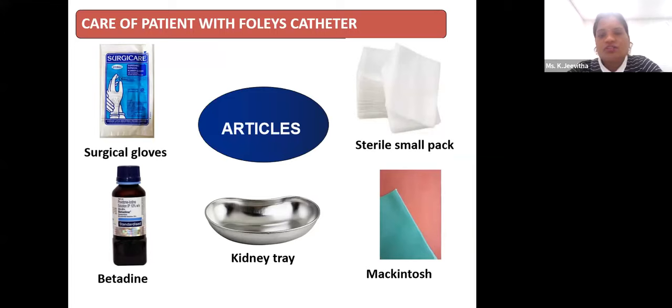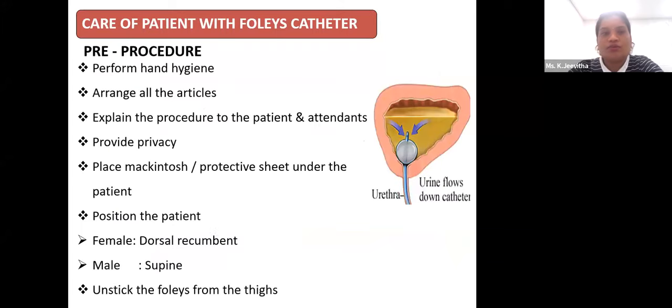First and foremost, as I said, all the foreign bodies, like these catheters, will create infection. So whenever the patient is on Foley's catheter, you have to give Foley's care. Mainly the tray should contain surgical gloves and a small pack, betadine, and a Macintosh or spread, meaning a disposable sheet, we have to use. And mainly you have to perform hand hygiene. You can notice hand washing is very, very important. 90%, 99% of infections will be reduced if you follow proper hand hygiene.